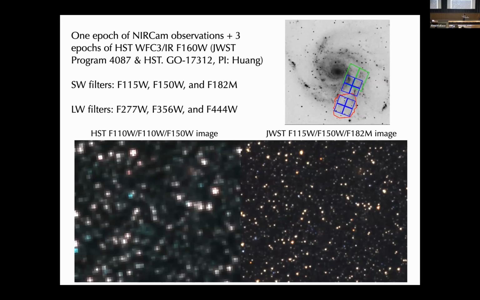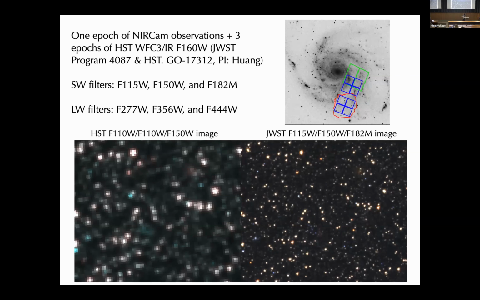And this isn't a typo, I only had 2 colors, so I just used 2 colors to make a fake RGB image for HST. And here you can see we got observations of M101. The JWST observations are these blue footprints. The original HST observations for Miras are in red. And in this program, I also wanted to look at Cepheids. So the Cepheids observed in this galaxy were in green, but I'm not going to talk about them at all today.